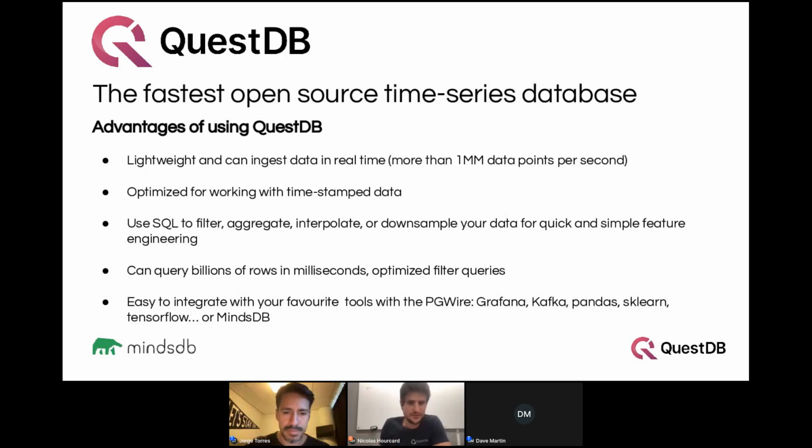So what does that mean for developers? First of all, high ingestion throughput. We can ingest more than 1 million rows per second. Two, we're optimized for timestamp data. So developers can search data by time very efficiently. And we use SQL to retrieve this data. And the performance, essentially, you can query billions of rows in milliseconds. And we've got a demo that we'll share later that does that. And finally, you can integrate with other tools, PostgreSQL, including, obviously, MindsDB and other popular tools like Grafana, Kafka, etc.